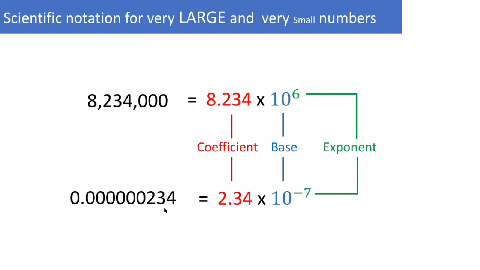This very small number is going to be written in this format: 2.34 times 10 to the power negative 7. 10 is called the base. These are called the coefficients. These are called the exponent.